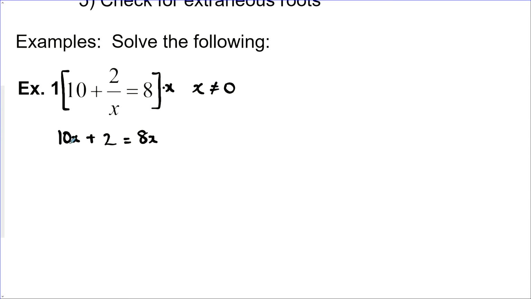Next, I'll collect up the x's on this side, so minus 8x here and minus 8x here, and I'll collect the numbers on the right side, so minus 2 and minus 2. That gives me on this side 2x, and on this side negative 2, divide both sides by 2, and I get x equals negative 1. And I just check my non-permissible value. x couldn't equal 0, and it doesn't, so this looks good.